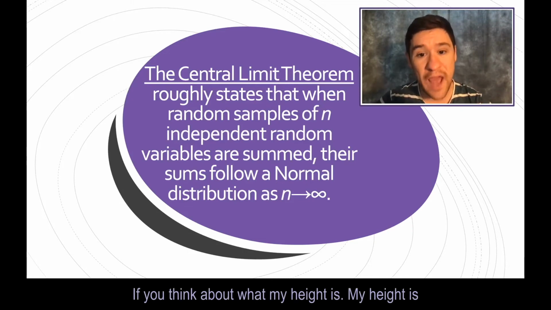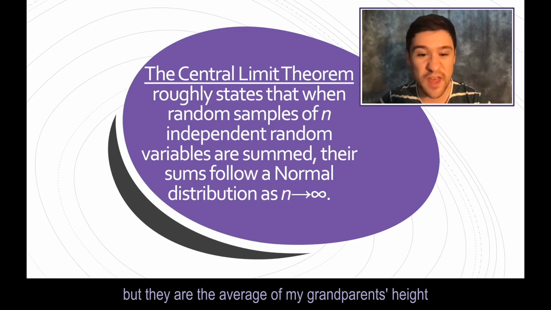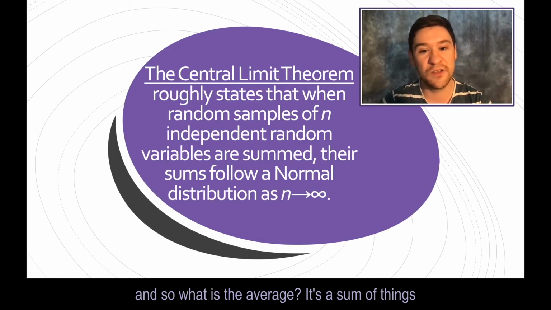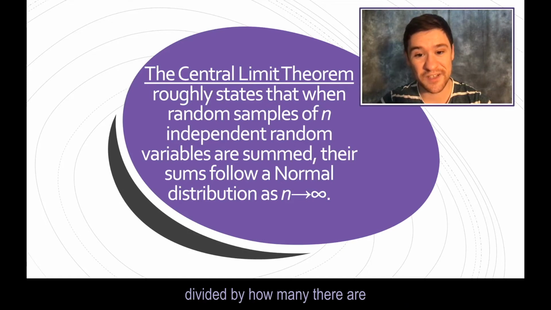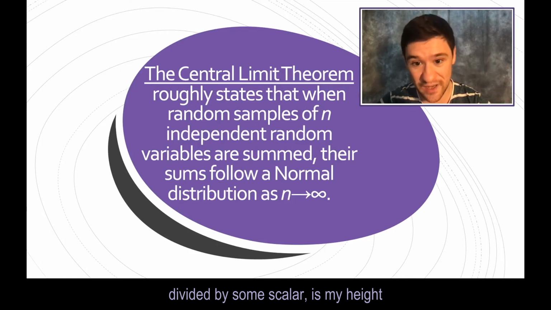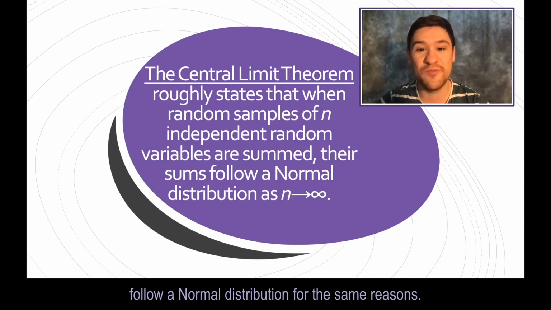If you think about what my height is, not exactly, but roughly the average of my parents' height. But they are the average of my grandparents' height. So I'm really the average of my grandparents' height. And so on and so on. What is the average? It's a sum of things divided by how many there are. So the sum of all my ancestors' heights divided by some scalar is my height. So my height would be normally distributed. Other things follow normal distribution for the same reasons.